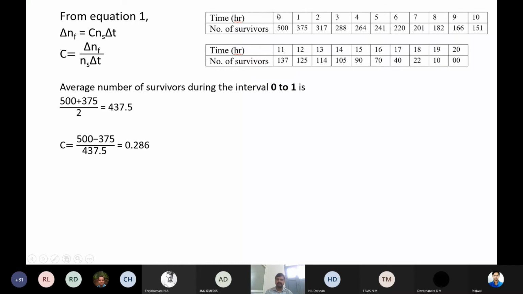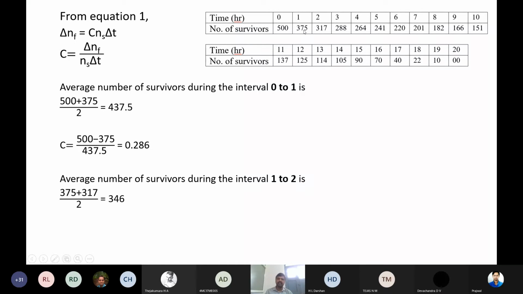Delta Nf for 0 to 1 is 500 minus 375, that is 125, divided by Ns, the number of survivors in the time interval of 1 hour. Since delta t is 1, Ns is 437.5. If you divide 125 by 437.5, you will get the failure rate for the time interval 0 to 1. Similarly, you have to find the failure rate for the time interval 1 to 2. Follow the same procedure: the average number of survivors during the interval 1 to 2.